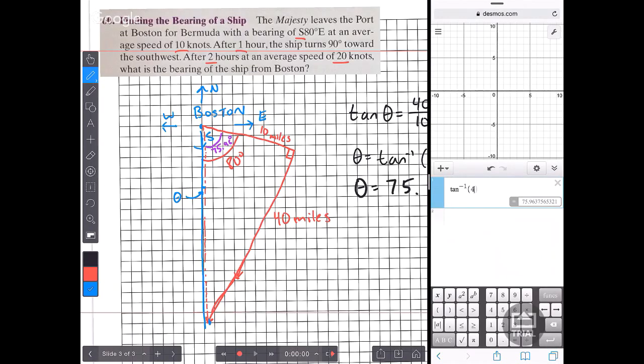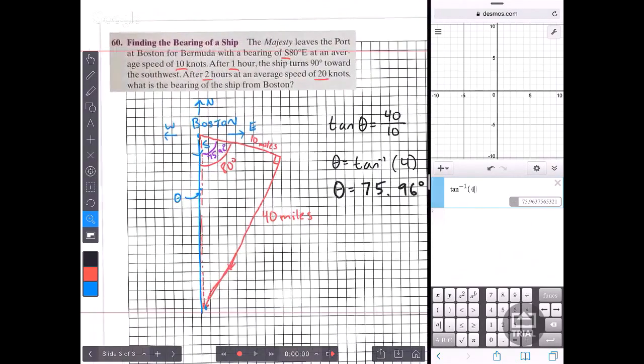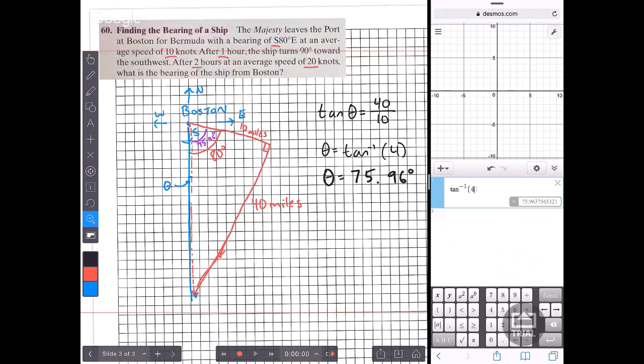Owen says, wouldn't the tangent of theta be 10 over 40? We could certainly do tangent of theta 10 over 40, and we'd just find a different angle. I was finding this angle here. I found this angle as theta, and so I used opposite side 40, adjacent side 10. You certainly could find this angle down here and use opposite side 10, adjacent 40. Does that make sense, Owen? Hopefully.